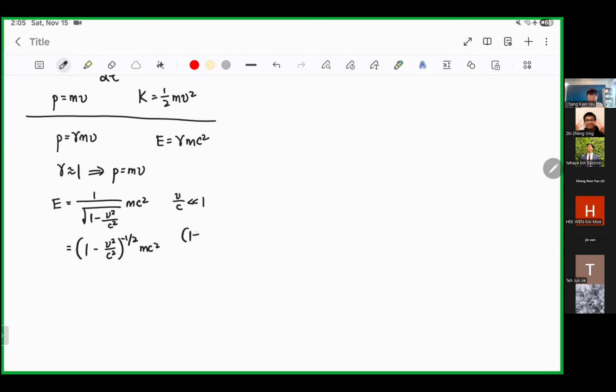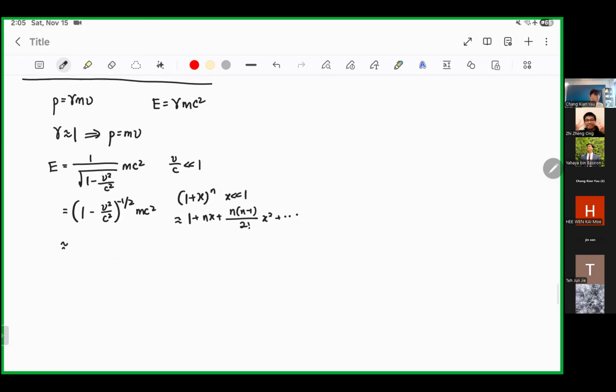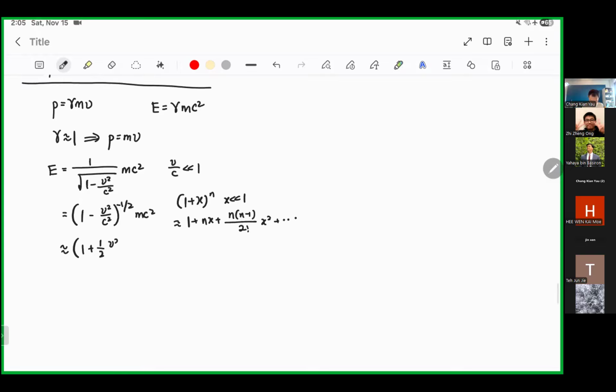You have something like this, right? This is approximately equal to this when x is small, dot, dot, dot. So if we do a binomial expansion, 1 plus nx, it will be half v squared divided by c squared. Let me just move it to the other side.